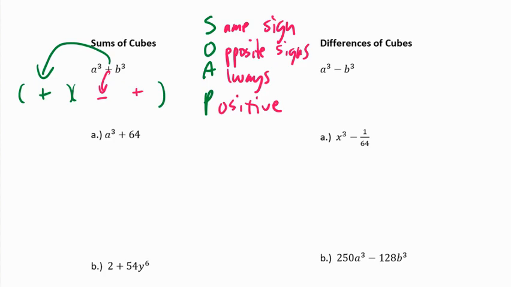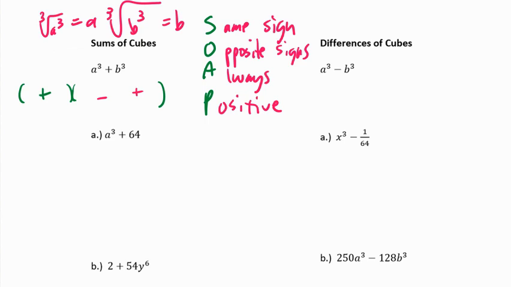So the first thing we have to do is put the signs. And then we'll take their cube roots. So the cube root of a cubed is a, and the cube root of b cubed is b. So then I put a, b here. I square the a. I multiply the a and the b together. And then I square the b.